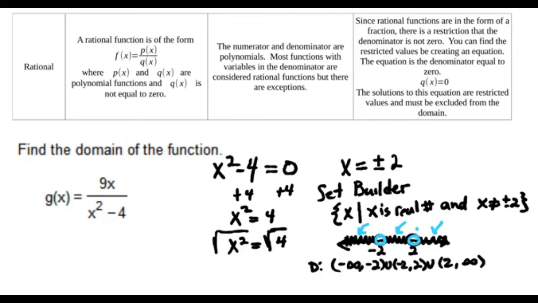The domain of g of x equals 9x over x squared minus 4.